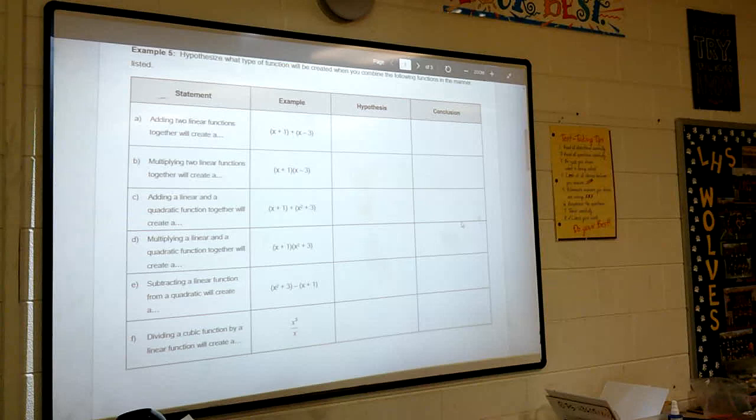What type of function will be created when you combine the following functions in the manner listed? So in the second table, or in the third column there, you want to say what's your hypothesis? This is a guess. It doesn't have to be right. What function will be created when you do this? So in the first one, it says when you add two linear functions together, you will create a what? When you multiply two linear functions together, you will create a what? When you add a linear and a quadratic together, you will create what?